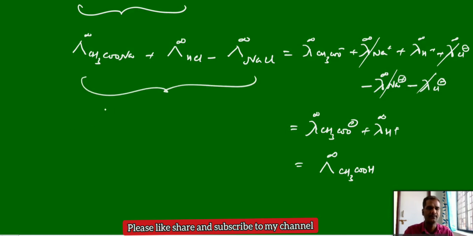So this is by adding two strong electrolytes, sodium acetate and HCl. From that, if you subtract the strong electrolyte NaCl molar conductance value, then we will get the weak electrolyte molar conductance value. So like this we can calculate the weak electrolyte molar or equivalent conductance at infinite dilution by using the strong electrolytes with the help of Kohlrausch law.